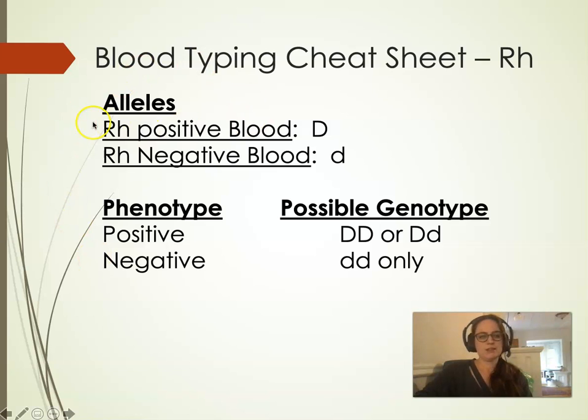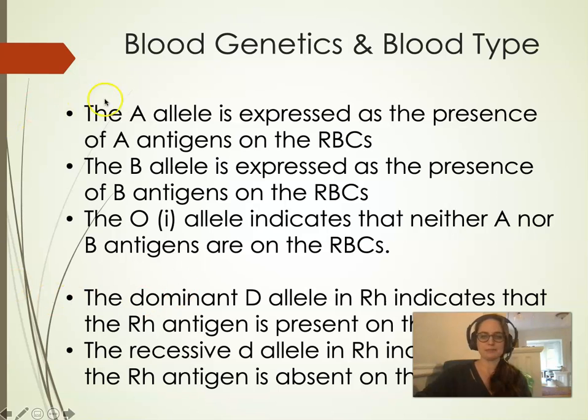So some cheat sheets. Rh positive blood, capital D. Rh negative blood, lowercase d. Dominant, recessive. Again, that's the positive phenotype, because this is dominant, this is recessive. Same deal. If you are Rh positive, you could be homozygous dominant or you could be heterozygous. If you are Rh negative, by definition, you are homozygous recessive. Hopefully this is making sense. In my opinion, this isn't for memorization. This is for making sense of it. It's going to make your life easier if it makes sense.